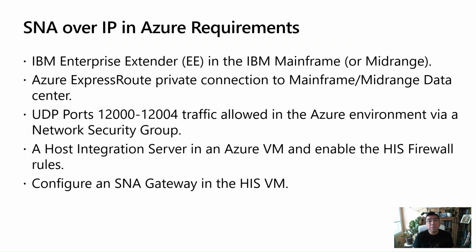Azure ExpressRoute, so you need a private connection to the mainframe or midrange data center from your subscription. You need UDP ports open 12000 through 12004 to allow the Enterprise Extender traffic, or IP-DLC, or SNA over IP traffic between the two environments. You will need a Host Integration Server environment in an Azure VM and enable the HIS firewall rules, because we have a number of rules to enable the communication, and configure an SNA gateway in the HIS VM.